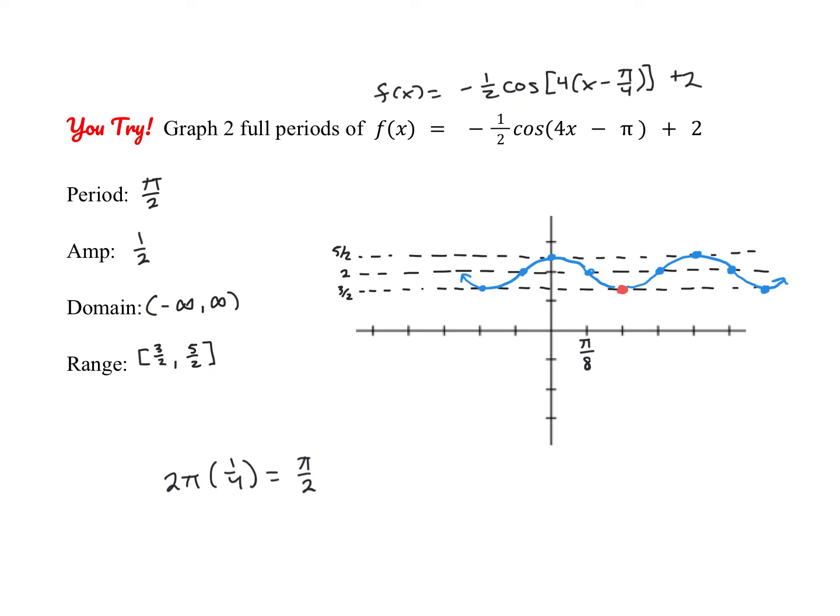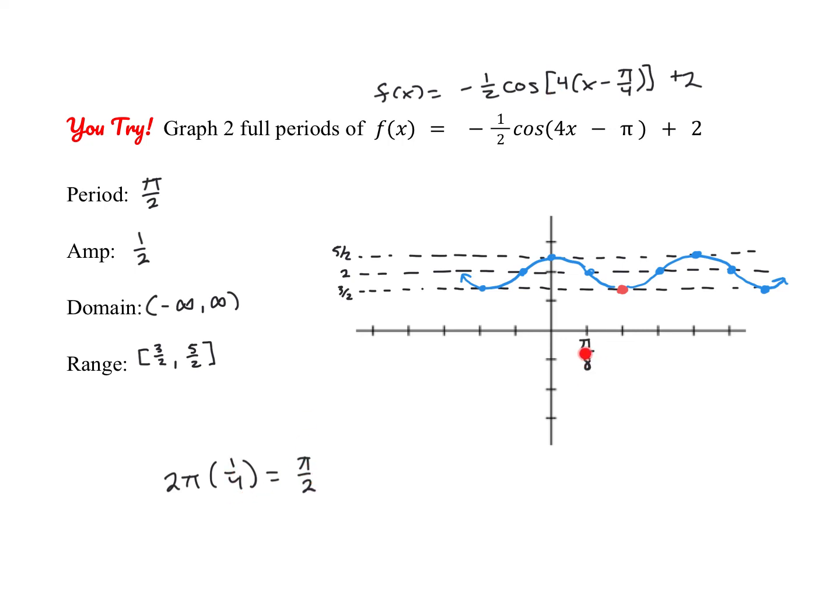All right, so here you can see we do need to factor out that 4. So this is actually a shift to the right by pi over 4, not to the right pi. Our midline is at 2. Because of our amplitude, our maximum is at 5 halves and our minimum is at 3 halves. The period, due to the horizontal shrink by a factor of 1/4, is now pi over 2.